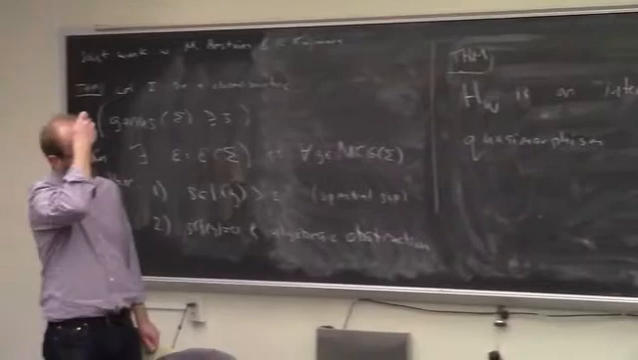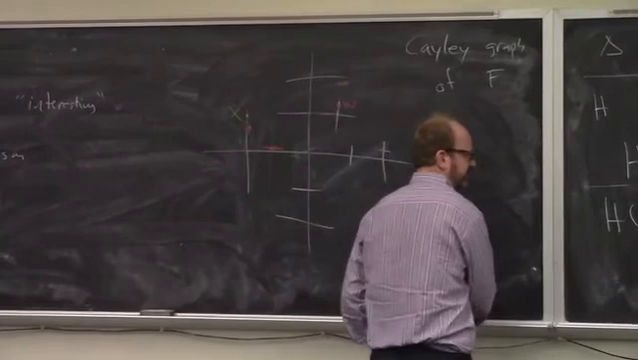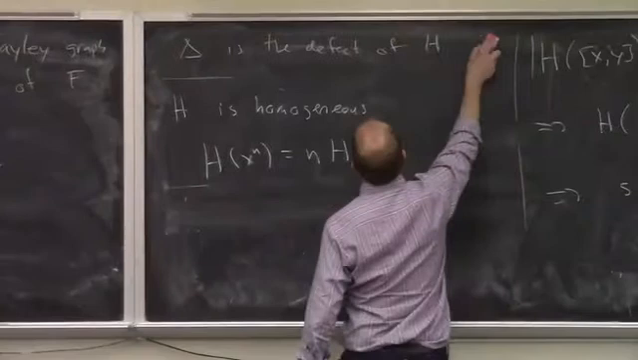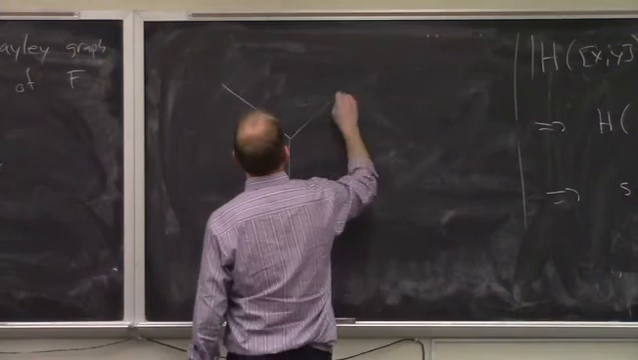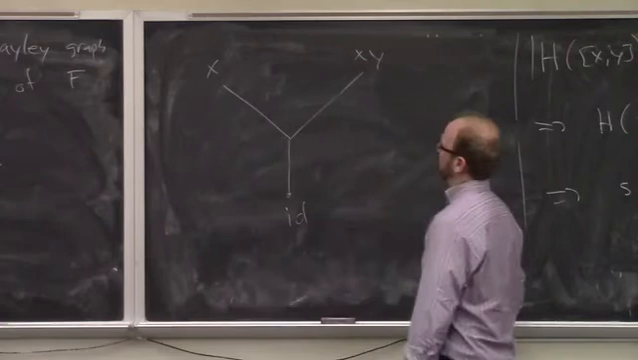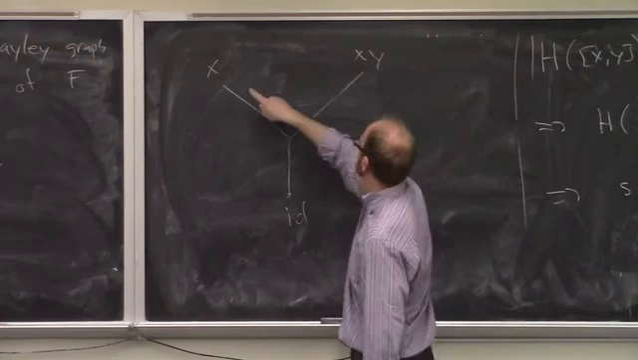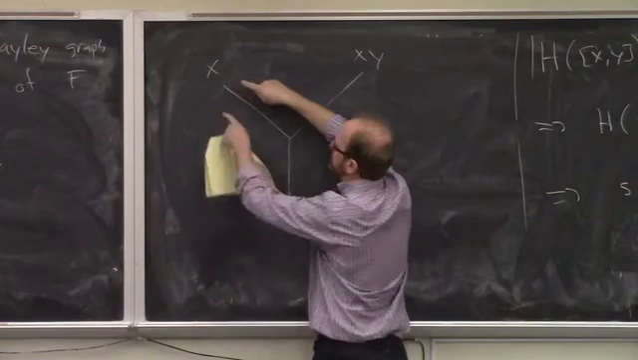Now, why is this a quasimorphism? Well, there's a nice little picture you can draw there. I can make a tripod by taking a piece of the Cayley graph. I'm going to take the identity element, I'm going to take X, and I'm going to take XY. So the segment from here to here is X. The segment from here to here, I can think of as being Y. And then the segment from here to here, of course, is XY.